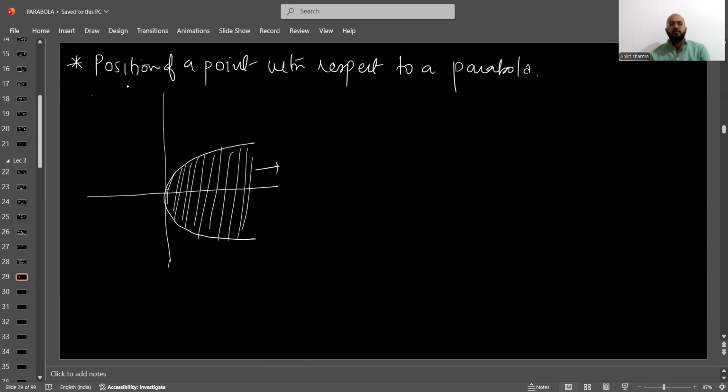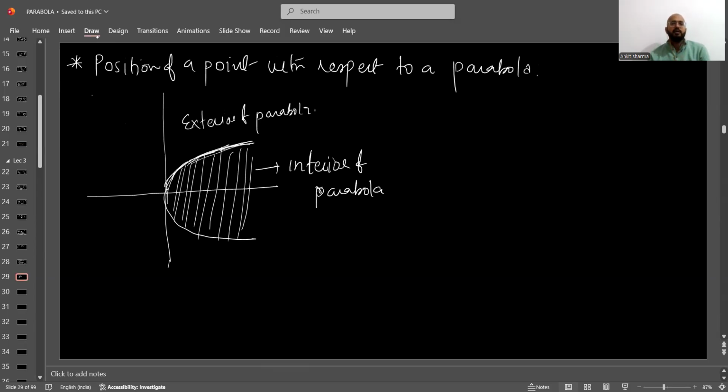This is said to be the interior region of the parabola. Interior region of the parabola, interior of parabola, both are the same. So interior of parabola. And this region is the exterior of parabola. And this curve which you see is nothing but the parabola.